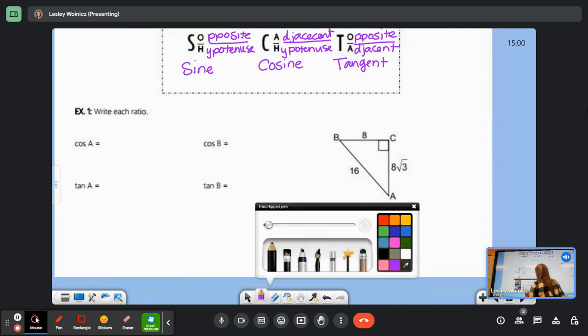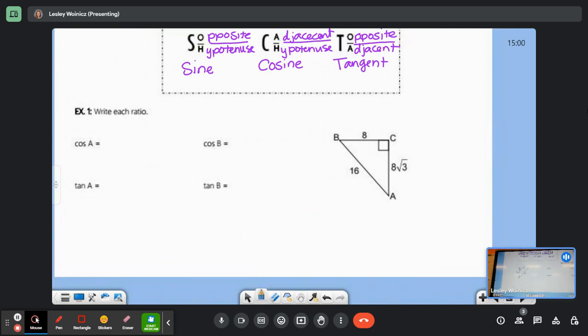Let's look at a couple of examples. All right, so we're starting from angle A. So cosine of A, we want adjacent over hypotenuse. If I'm looking at angle A, the longest side is always the hypotenuse. I used to get confused sometimes when I was a kid and try to make the 16 the adjacent. The 16 can't be the adjacent because its job is hypotenuse. Does that make sense to everybody?